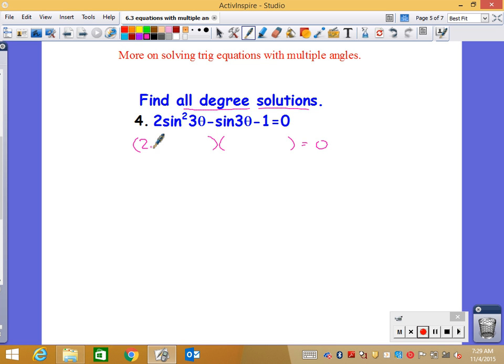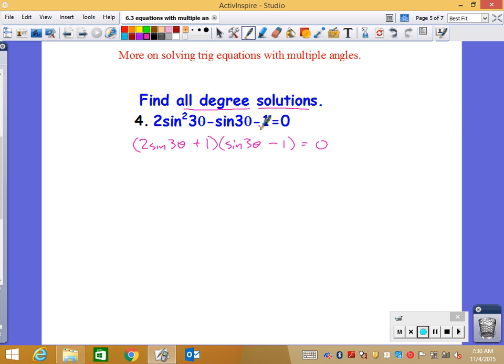We can factor that into 2 sine of 3 theta, and then sine of 3 theta. That deals with my first part. Whatever goes in my second spots here in my parentheses, they have to multiply to be -1. So I'm going to have a 1 and a 1. Then when I FOIL this back out, I need to have a negative sine 3 theta. So that makes this one have to be negative.